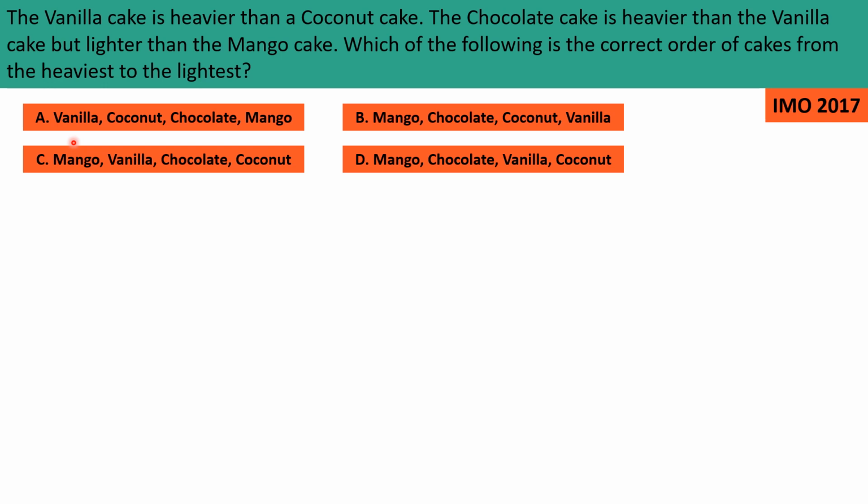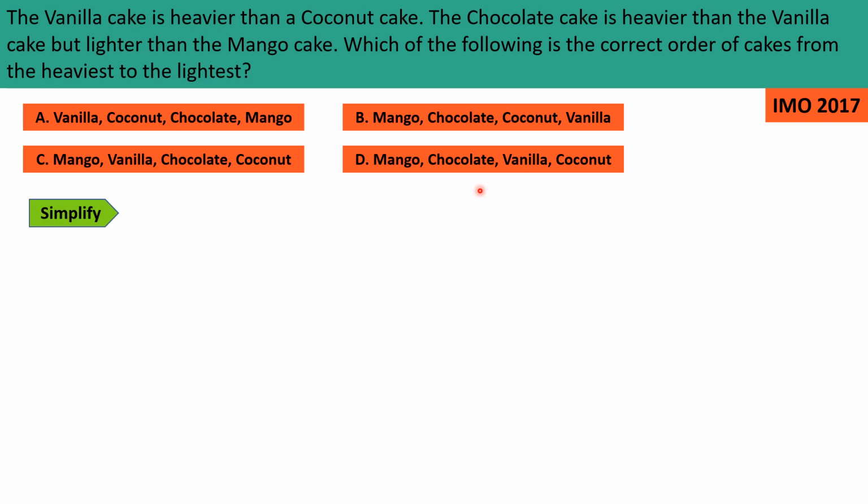Option A, vanilla, coconut, chocolate, mango. Option B, mango, chocolate, coconut, vanilla. Option C, mango, vanilla, chocolate, coconut. And option D, mango, chocolate, vanilla, coconut. The first step of the step-by-step approach is simplify.